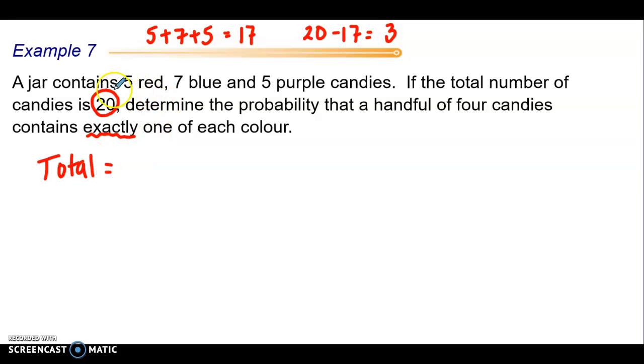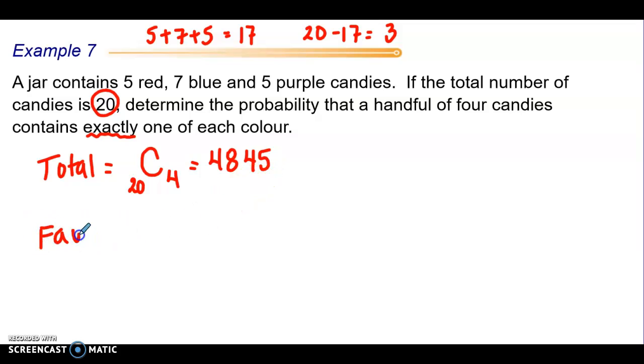If we have 20 candies and I want to select 4 of them, the order in which we select those 4 does not matter. So this is a combination. Our total ways are 20C4. And that gives us 4,845.